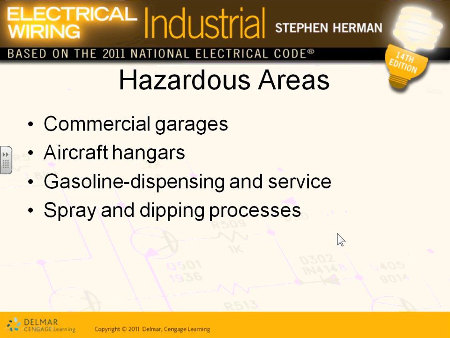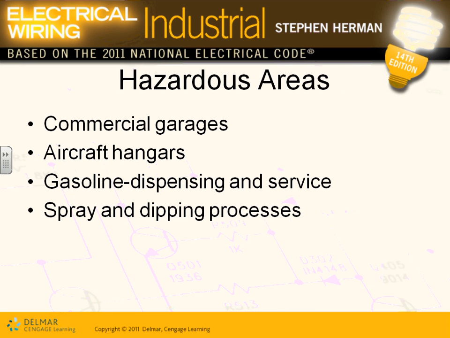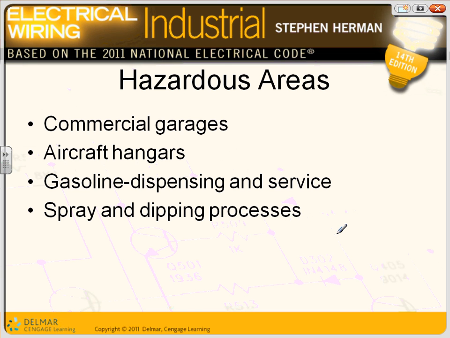So commercial garages, guys, aircraft hangars, and gasoline dispensing, gas stations basically. These are examples of hazardous location Class 1. Then we're going to talk about the spray and the dipping process. The NEC code book, after they talk about the intrinsically safe system, they go and talk about specific locations. For example, 511 is the commercial garages. That will be Article 511.